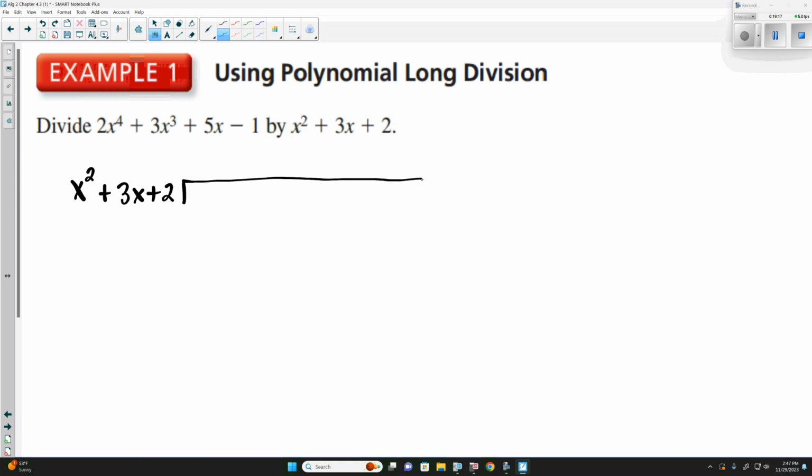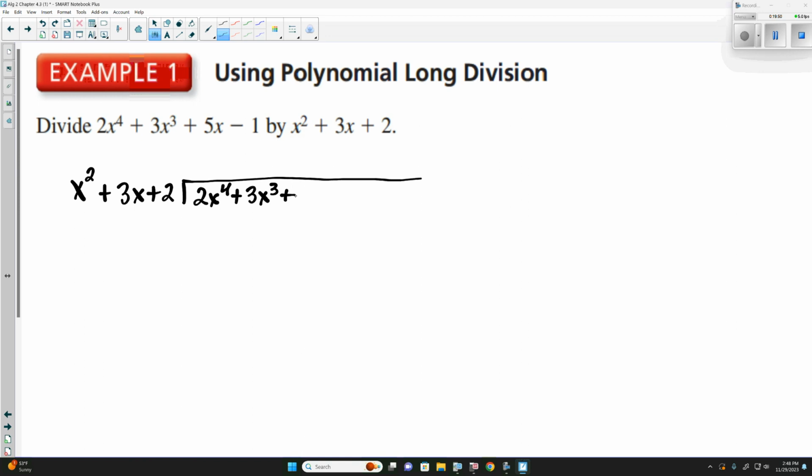Let's look at the next one. X squared plus 3x plus 2 is on the outside, yes? Inside would be 2x to the 4th, 3x cubed plus, we're missing something. Yeah, there is another tad bit we do have to add. Funny enough, it really doesn't add anything to it, but we do need it.